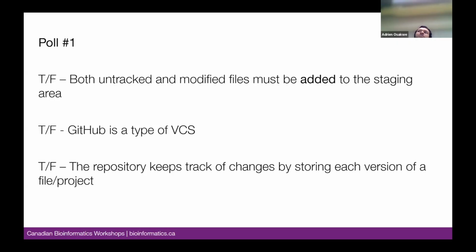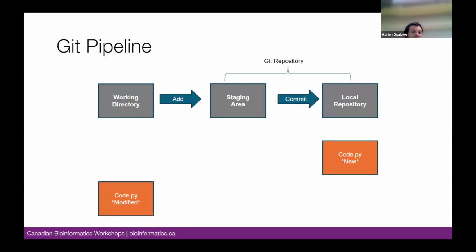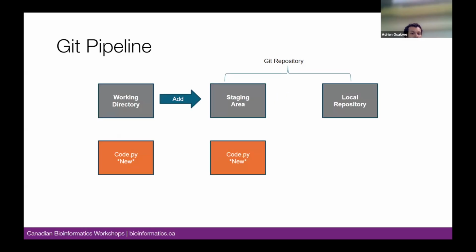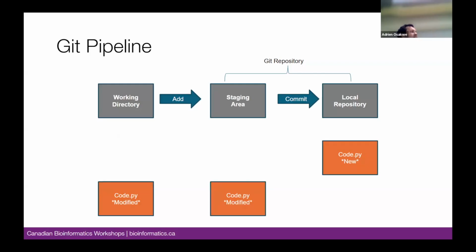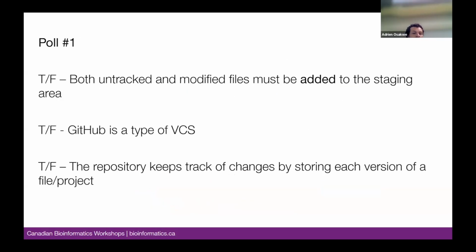In this case, it's true. Anything we want to commit needs to go through the staging area. We can check again with the example here. We had this new file, and we had to add it to the staging area, and then once that was committed, it's the same idea after. Once we made a modification, we need to add it back to the staging area so we can commit.